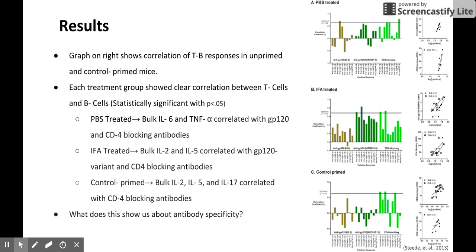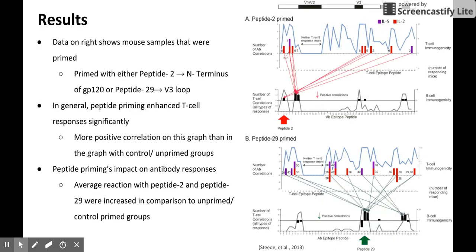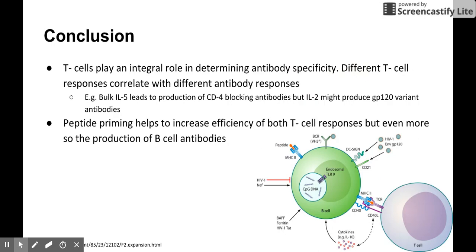its specific antibody response. This graph on the right shows mouse samples that were primed with either peptide 2 or peptide 29. In general, peptide priming enhanced T cell responses significantly and also impacted the antibody responses. So in conclusion, T cells play an integral role in determining antibody specificity. Injecting peptides found in GP120 helped improve the amount of T cell responses found in the cell, which also led to an increase in antibody production.